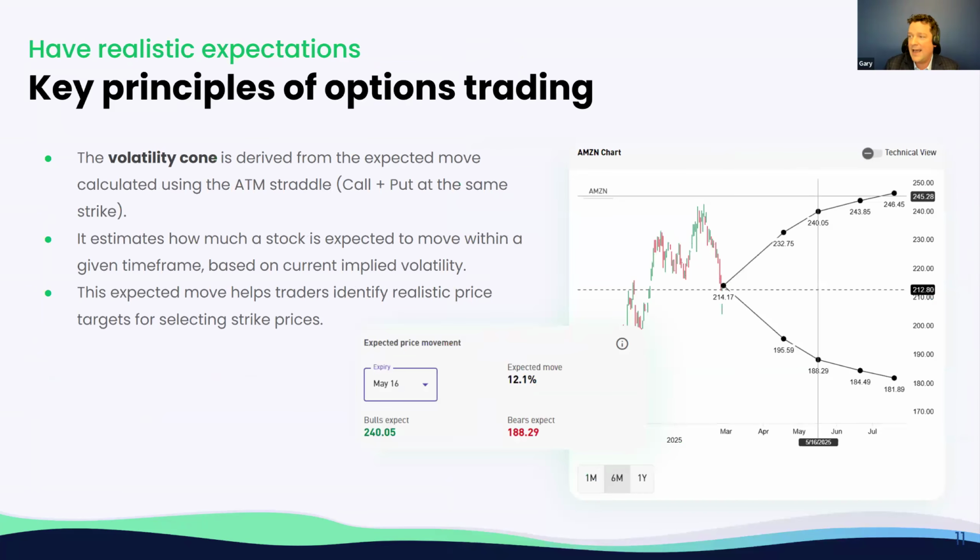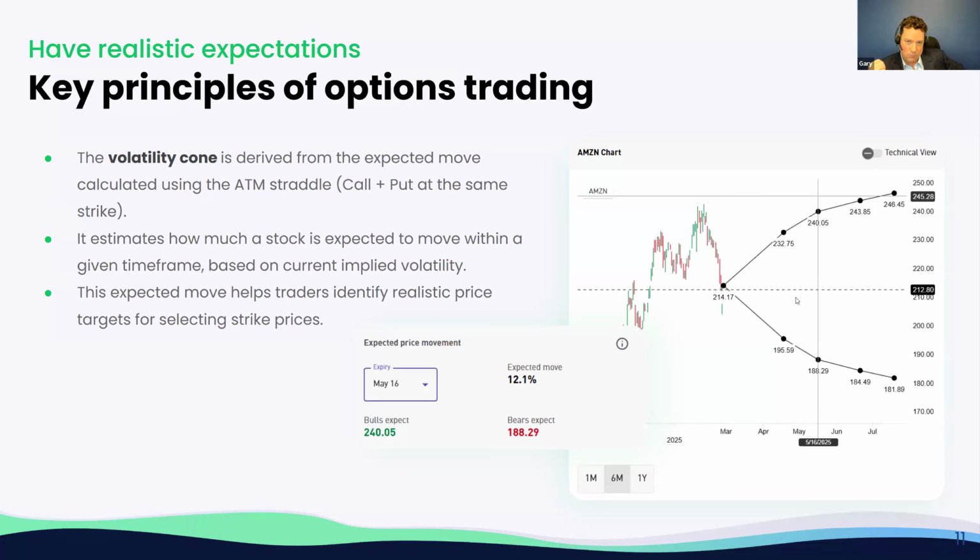Okay. So have realistic expectations. This is important. When trading options, having realistic expectations is essential, especially when it comes to selecting strike prices. This is important. I see a lot of people get this wrong. This is where our volatility cone and expected move come into play. That's that cone you see in the chart here, just to point you in the right direction.